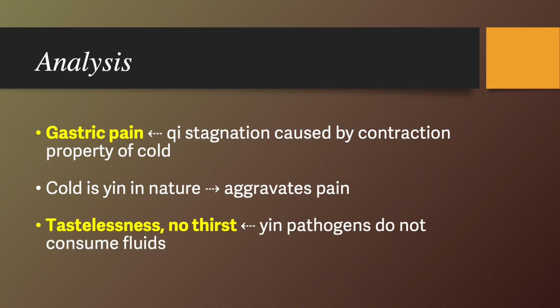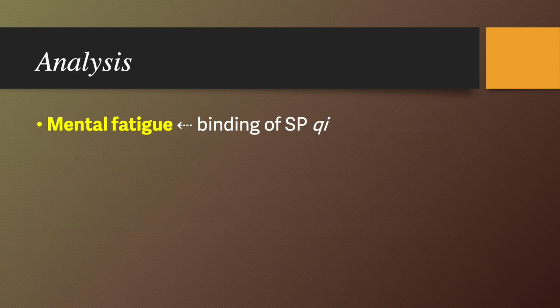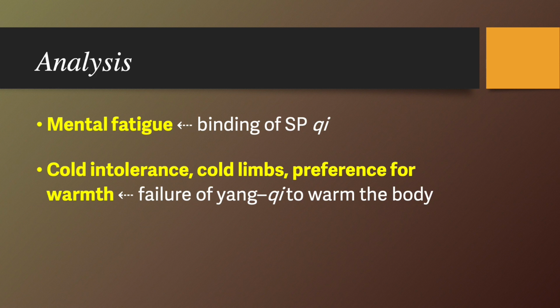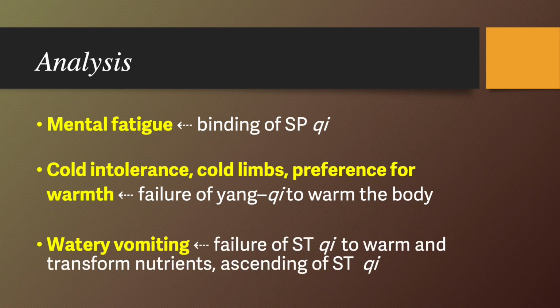Yin pathogens do not consume fluids, causing tastelessness and no thirst. Over time, yang qi can be damaged, followed by a transformation into a deficiency pattern. Binding of spleen qi causes mental fatigue. Failure of yang qi to warm the body causes cold intolerance, cold limbs, and preference for warmth. Eating food can activate yang qi and therefore alleviate pain. Failure of stomach qi to warm and transform nutrients, as well as ascending of stomach qi, may cause watery vomiting.